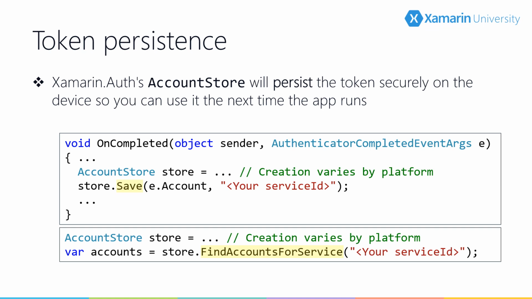Now, we can use XamarinAuth to persist access tokens securely. We then use the access token in subsequent sessions, meaning that the user will not need to log in every time the application is run. So, when the onCompleted event is raised, we instantiate an account store and then use the save method with a unique string, the service ID, to store the account object passed in with authenticator completed event args. Now remember, the account object holds the access token. Then, when we need to retrieve the access token, we instantiate an account store object and then call the findAccountsForService method to retrieve the account object passed in via the service ID.